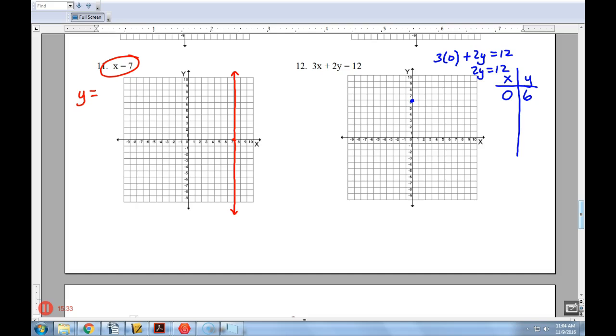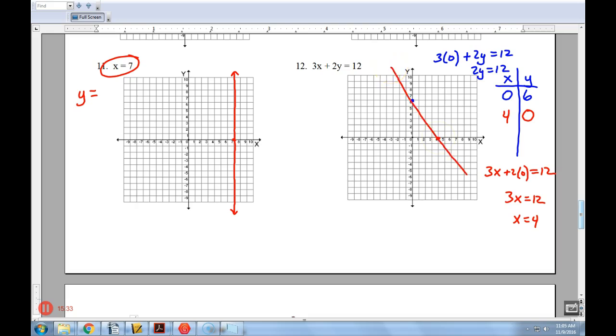If I want to find the x-intercept, where I cross the x-axis, I let y equal 0. And when I put 0 in for y, I get 3x plus 2 times 0 equals 12, which is just 3x equals 12. So x equals 4. So then I plot that point at (4, 0), and I get my line.